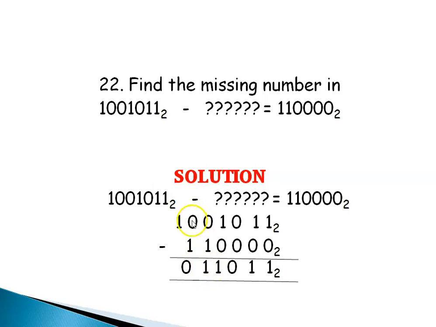Now remember that I had 1 left here. So 1 minus 1, 0. This is nothing. I borrowed it already. So this is my answer. 1 1 0 1 1 base 2. You understand? So 0 1 1 0 1 1 base 2. That's the answer. Is that taken? Correct.